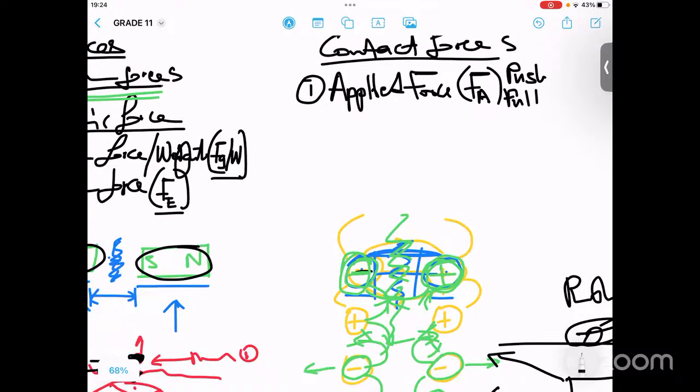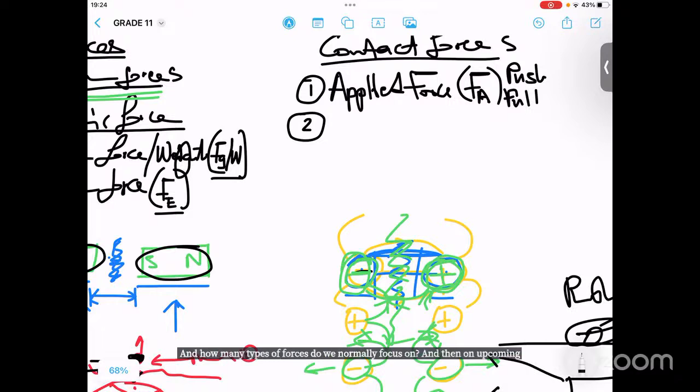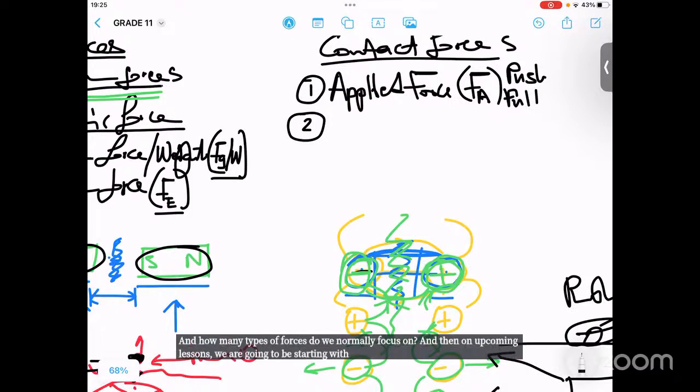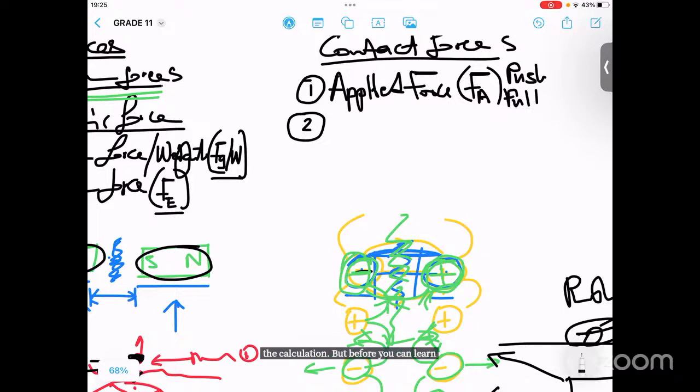These are just basics, honorable members. We will look into how we represent the forces exerted on objects and how many types of forces we normally focus on. And then in upcoming lessons, we are going to start with the calculations. But before you can learn how to calculate, you need to first be able to identify and interpret possible forces which may be acting on every object. When we say physical sciences, honorable members, it is physical in a sense that it has to be something that you can see, interpret, and make a conclusion.